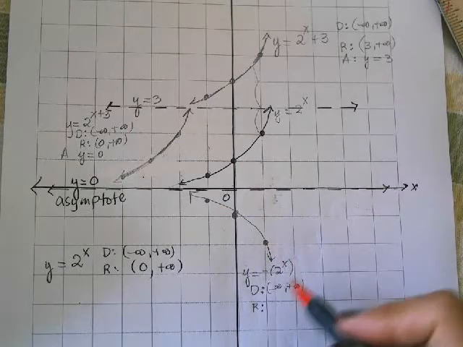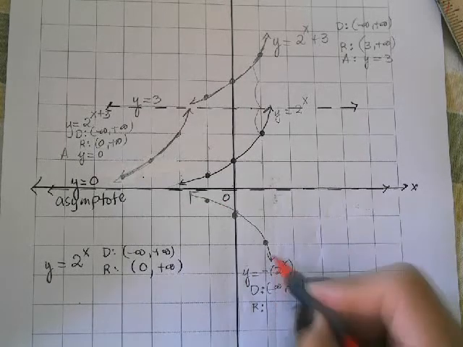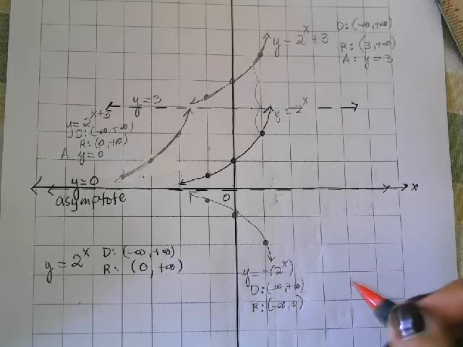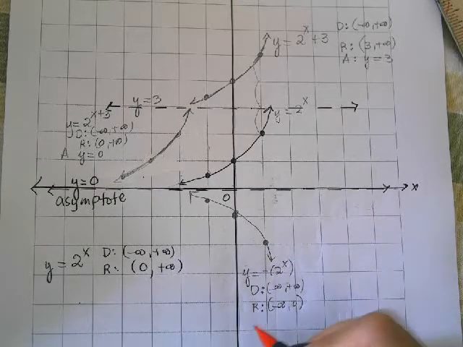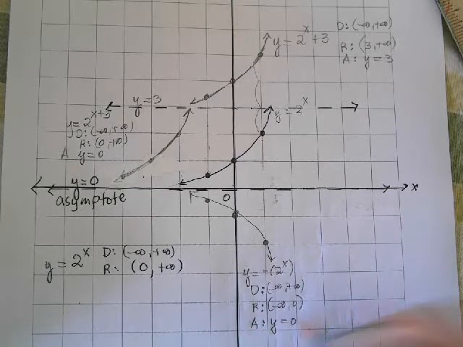Okay, try to engage. Range will be negative infinity up to 0. You see that? Negative infinity to 0, not including 0, and our asymptote will still be the line y equals 0.